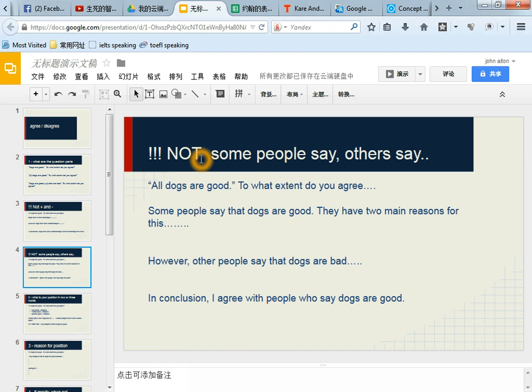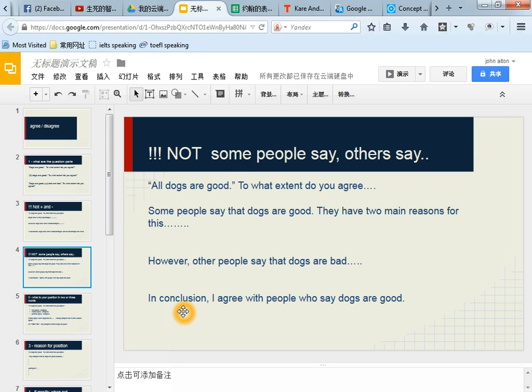It's not a "some people say, other people say" essay. All dogs are good. To what extent do you agree? Some people say that dogs are good. They have two main reasons for this. However, other people say that dogs are bad, blah, blah, blah. In conclusion, I agree with people who say dogs are good. That's a different type of essay.